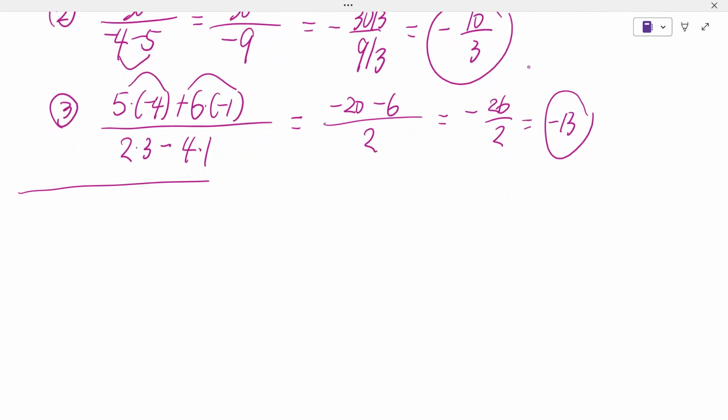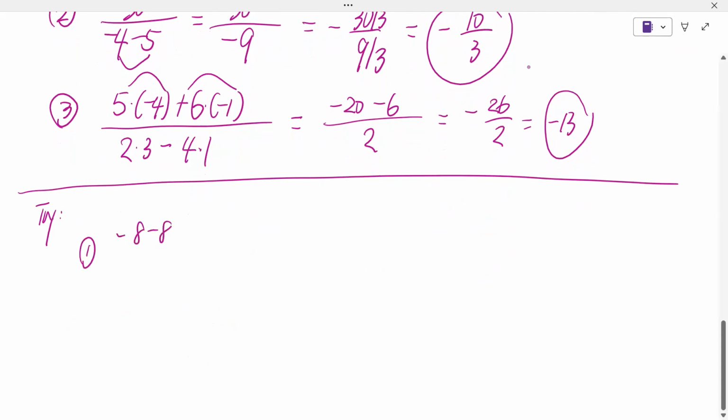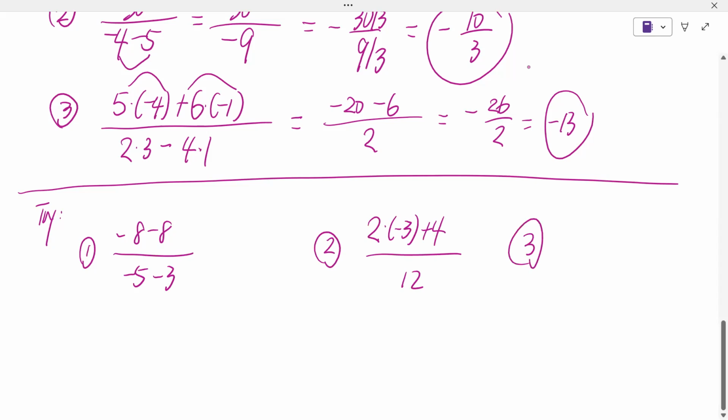So I'll let you guys try some of the questions. First one, minus 8 on top, minus 5 minus 3 on the bottom. Second one, 2 times negative 3 and 4 over 12. The third one, we do 3 plus 2 on top, squared. And the bottom is minus 3 squared minus 2 squared. I'll give you some time, try this.